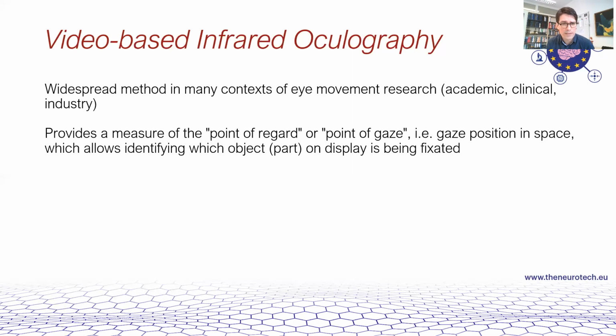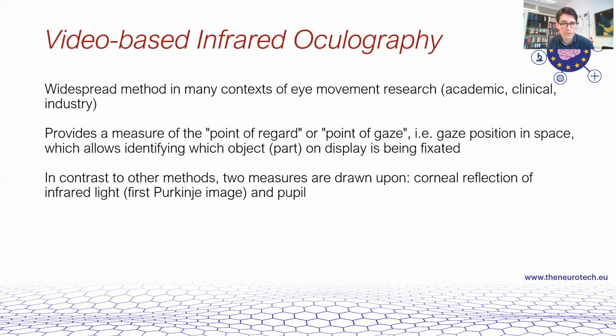This method provides a measure of the point of regard or point of gaze, that is the gaze position in space. On the screen, for example, the XY with a known Z coordinate, the XY coordinate that is being looked at by the observer. And this allows us then to identify which object or which part of an object on the display is being looked at, is being fixated by the observer.